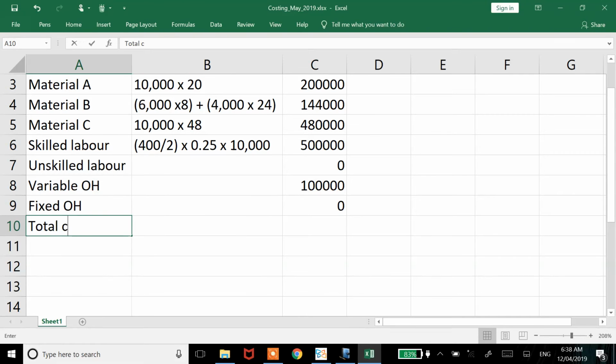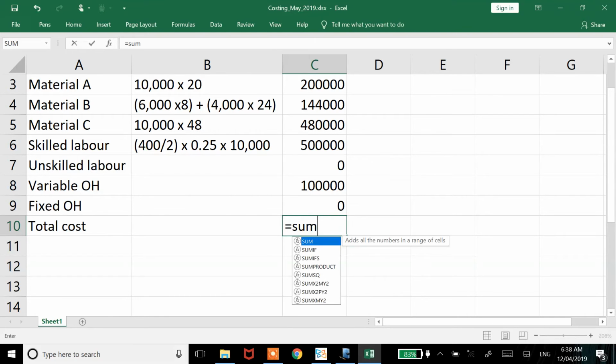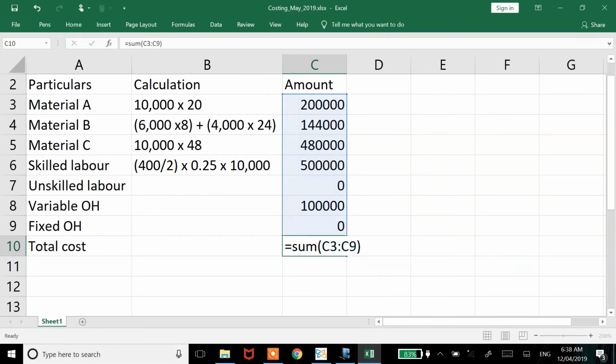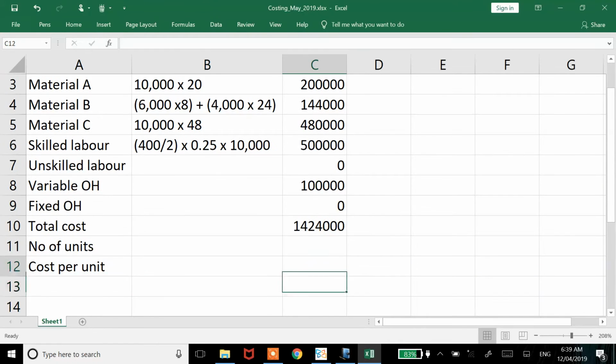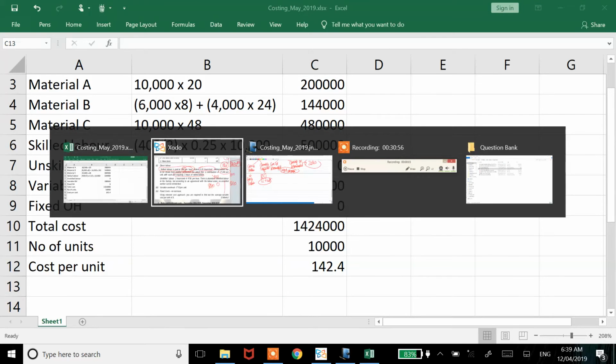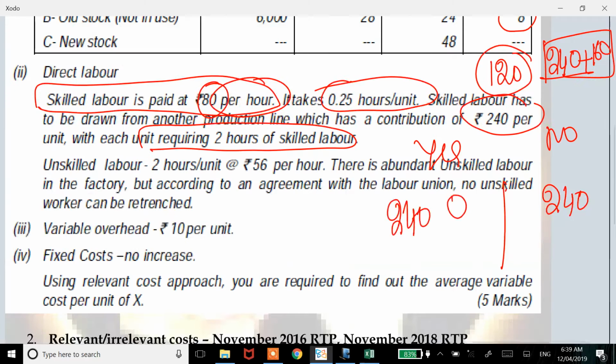That's all. Total cost, number of units and cost per unit. Let's not worry much on the computation front. Understand the concepts behind the calculation. So the net relevant number is 142.4. Any doubts on this?